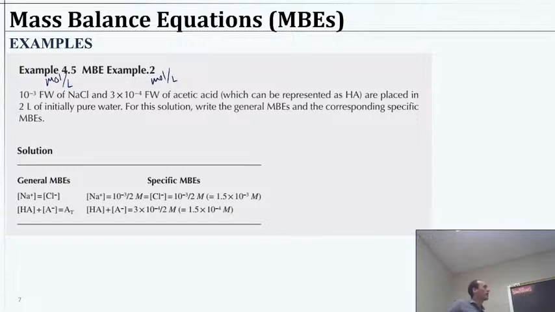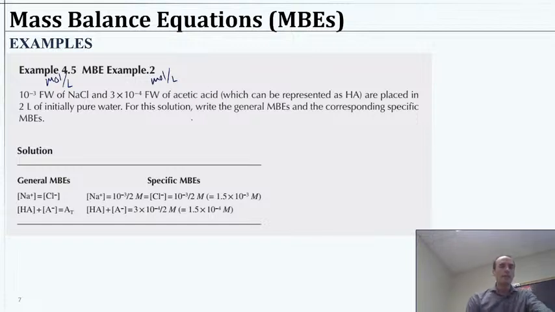Okay, so the solution here, the general ones we could describe, so without any numbers, would be that Na plus is equal to Cl minus. So the acetic acid doesn't have either of those in it. That would be the acetate and an H plus, so that doesn't affect this Na or the Cl. And then generically, if we call it acetic acid A, then HA plus A minus is the total acetic acid, right?